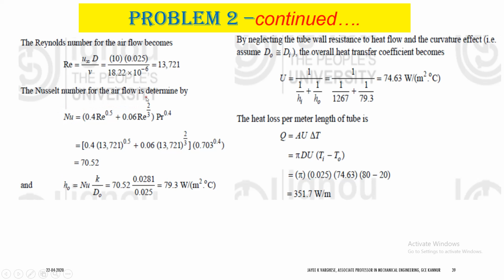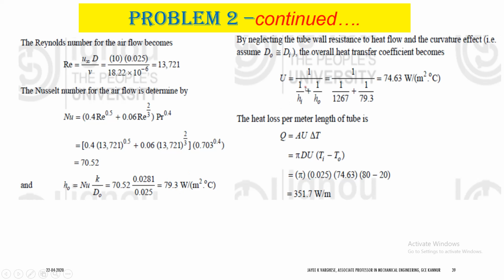Remember, such a physical case has not been solved by us, but it is quite possible that this can be asked in the examination. So the Nusselt number is equal to 0.4 Re to the power of 0.5 plus 0.06 Re to the power of 2 by 3, into Prandtl number to the power of 0.4. Substituting the values, finally we get the Nusselt number for external flow as 70.52, and the outer heat transfer coefficient is equal to Nusselt number into conductivity of air divided by diameter. 70.52 into 0.0281 divided by the diameter, 0.025. Substituting that, the heat transfer coefficient associated with the air is equal to 73.3. So the heat transfer coefficient associated with the water is high and for air it is a small value.